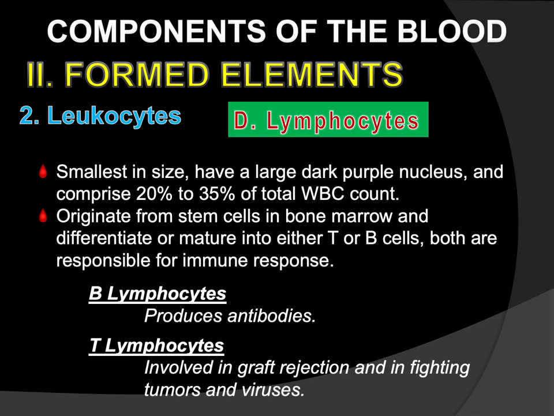Pero si B lymphocyte, nung nag-mature siya, naging B lymphocyte siya, still from the bone marrow. But yung T lymphocyte na nanggaling ng bone marrow, kaya nga siya T, because nung nag-mature siya, kinailangan niya yung tulong ng thymosin from the thymus gland. Recalling what we have learned in the endocrine system.